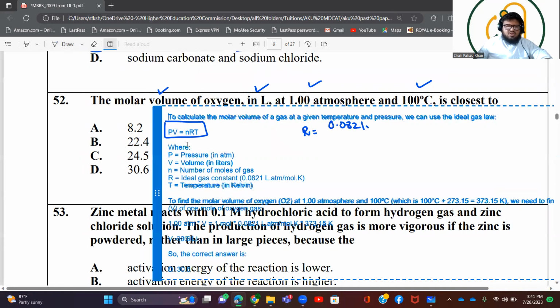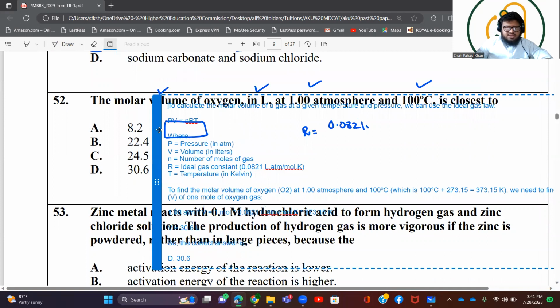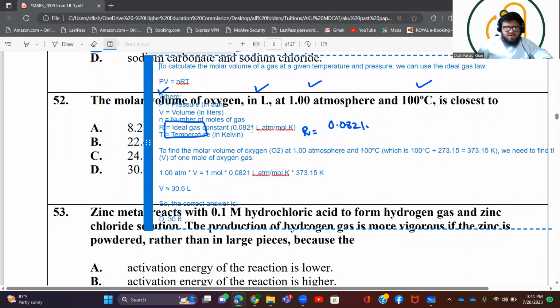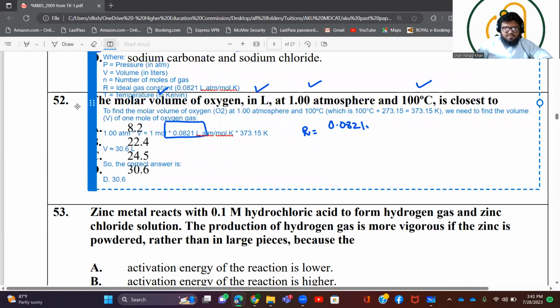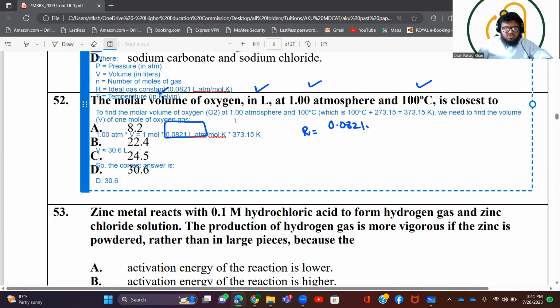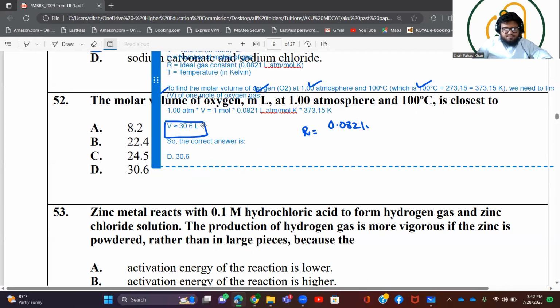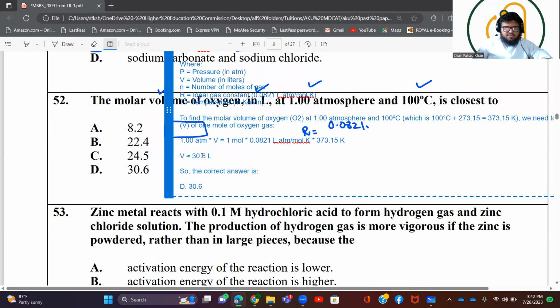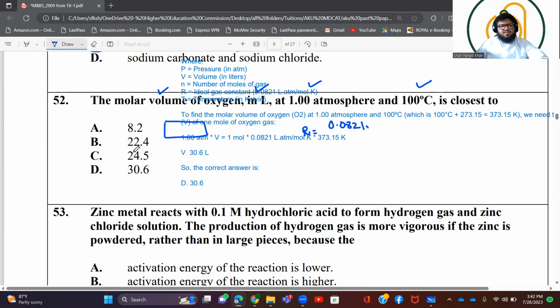If I return back to this part and show you this calculation, you can see the value of R is 0.0821. And to find the molar volume, the calculation is right over here. PV equals nRT. Just plug it in, get the value, get the answer. It's 30.6 liters. 30.6 is the answer. All right, 53.